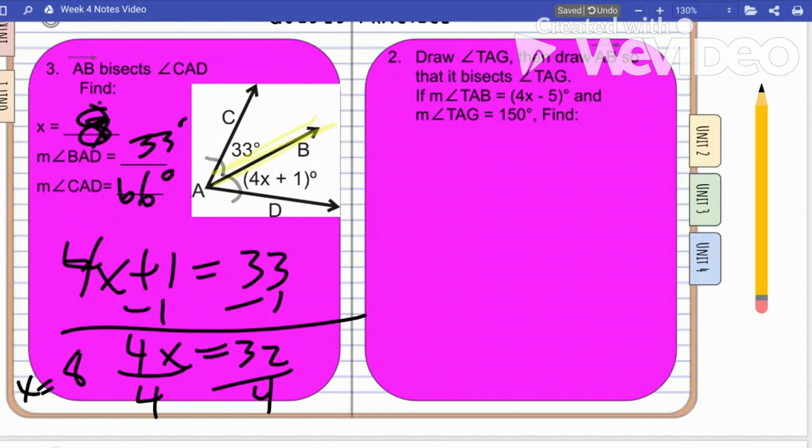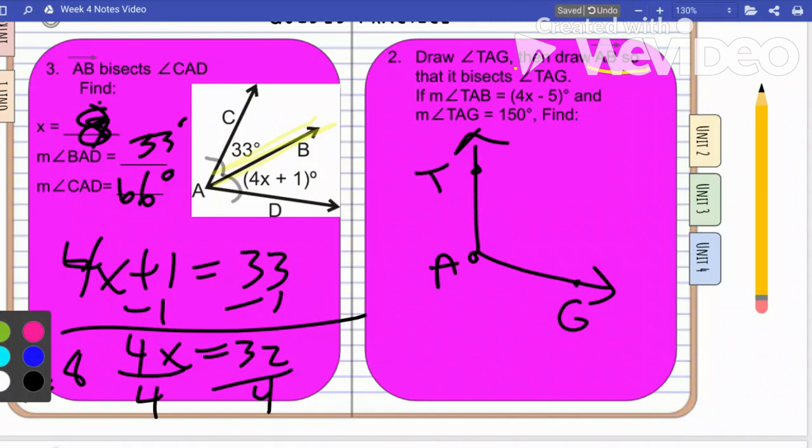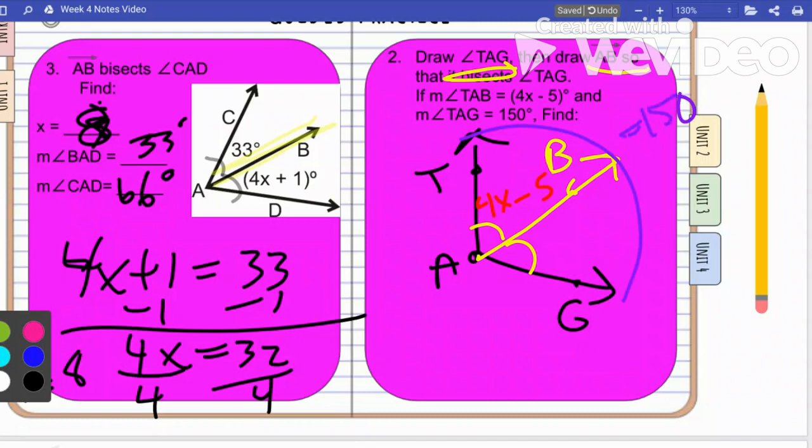Okay, over here we have to draw a picture. Draw angle TAG. So I'm going to draw an angle. A has to be the vertex. Then we have ray AB so that it bisects angle TAG. That means it has to go straight through the middle, making these two pieces equal. Ray AB. Okay, it says angle TAB is 4x minus 5. And it says angle TAG, that's the total here, is 150 degrees.